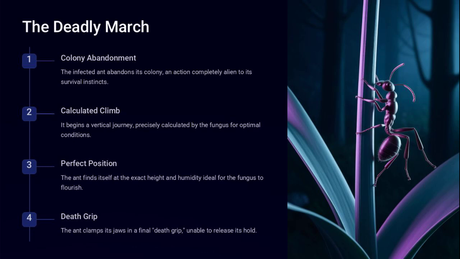Driven by the parasite's chemical commands, the ant finds itself gripping tightly onto a leaf or twig, exactly at the height and humidity ideal for the fungus to flourish. The ant, now powerless, clamps its jaws in a death grip, unable to release its hold. This final act, known as the death grip, ensures the ant stays exactly where the fungus needs it to be.